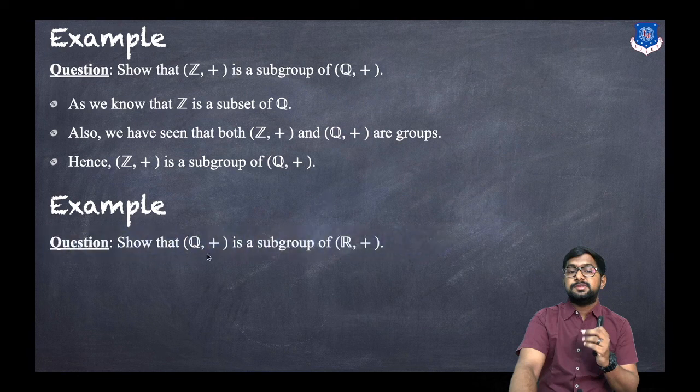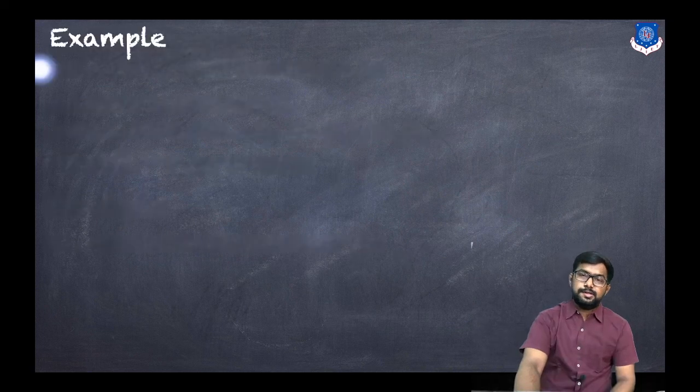Now let us discuss another example. Show that Q plus is a subgroup of R plus. So I think everything is the same. Here instead of Z plus and Q plus, we have Q plus and R plus. So just do it on your own. Let us discuss another example.